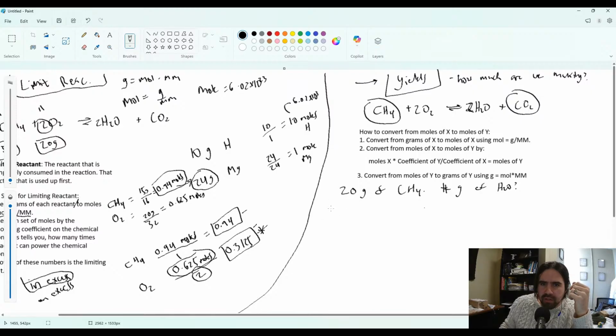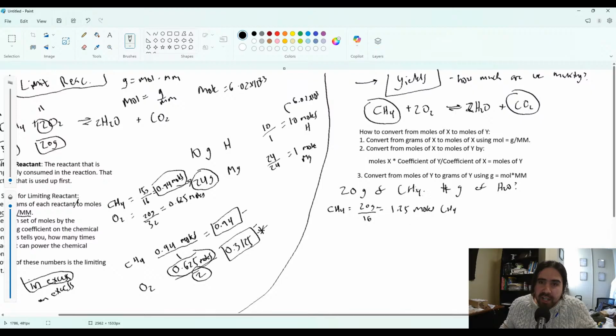So for CH4, I'll take 20 grams, divide it by, again, if you go back and take a look at the periodic table, you can infer that the mass is 16. So that means 1.25. Equals 1.25 moles of CH4. Okay. So that's how many moles of CH4 I have.